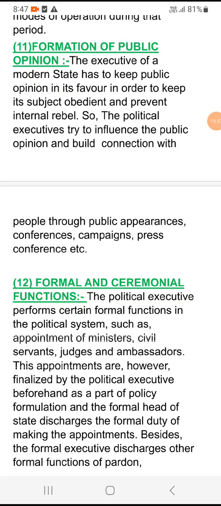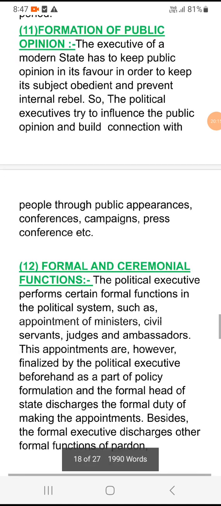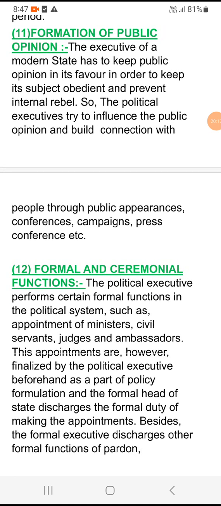Number 11. Formation of public opinion. The executive of a modern state has to keep public opinion in its favor in order to keep its subjects obedient and prevent internal rebellion. So, the political executive tries to influence the public opinion and build connection with people through public appearances, conferences, campaigning, press conferences, etc.